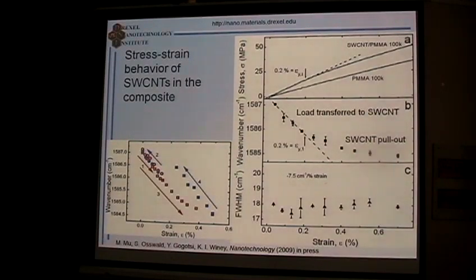Moreover, to confirm this, we can monitor the change in the position of the peak as we load and unload the tubes. And what will happen?